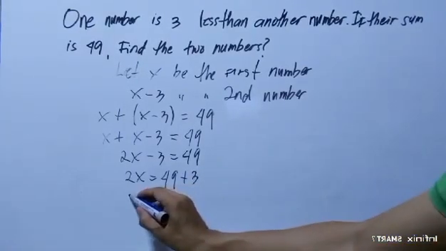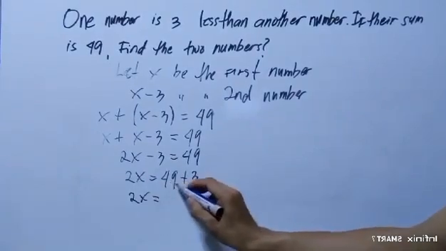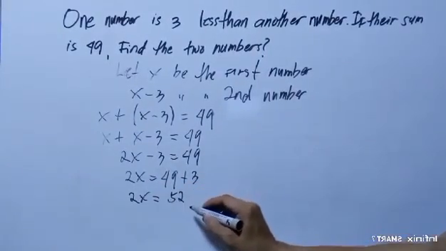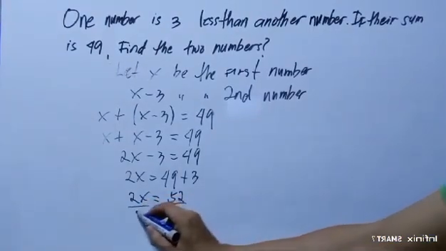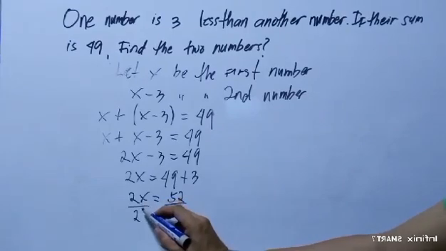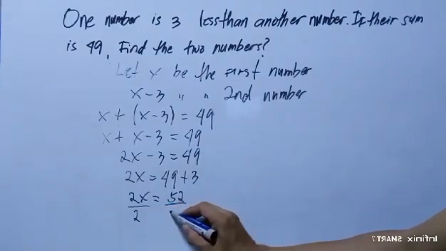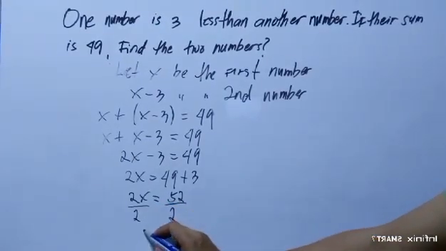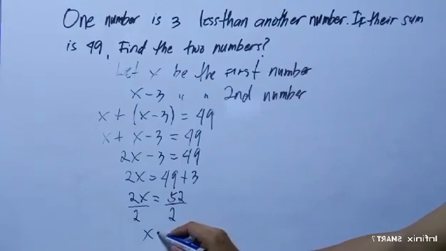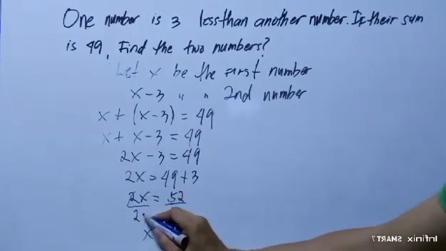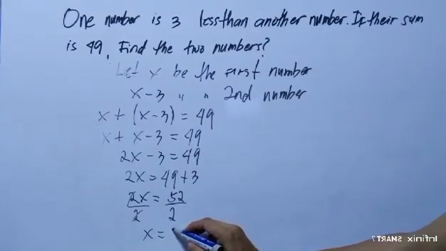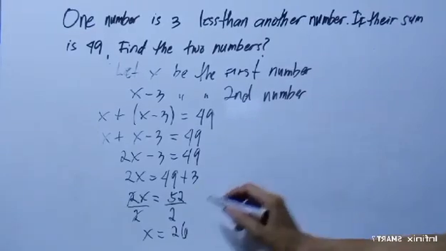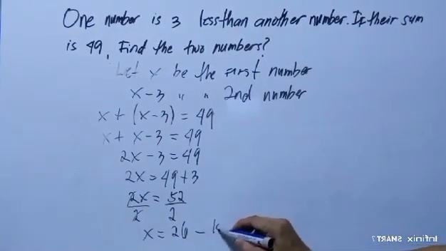Okay? Then 2x equals, i-add natin yan. So this is 52. Tapos dito, divide natin both sides by 2. Kung ano yung coefficient ni x, i-divide natin yan. Okay? So since 2 yung coefficient niya, i-divide natin both sides by 2. So x equals, cancel natin yung 2. Naiwan na lang x, di ba? So 52 divided by 2, this is 26. So ibig sabihin, ito yung first number.